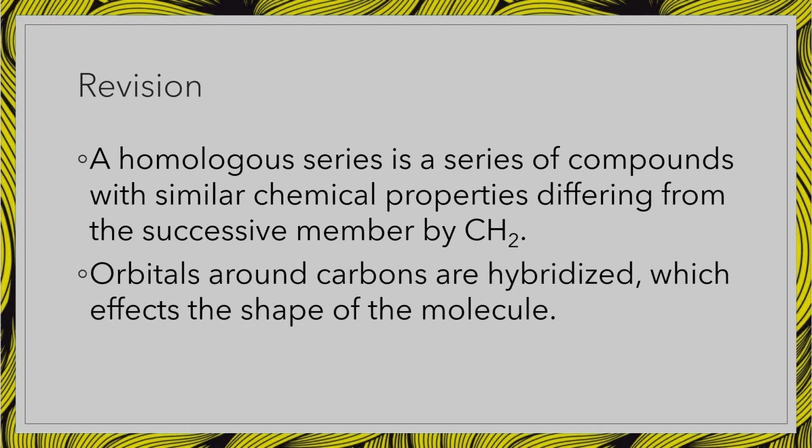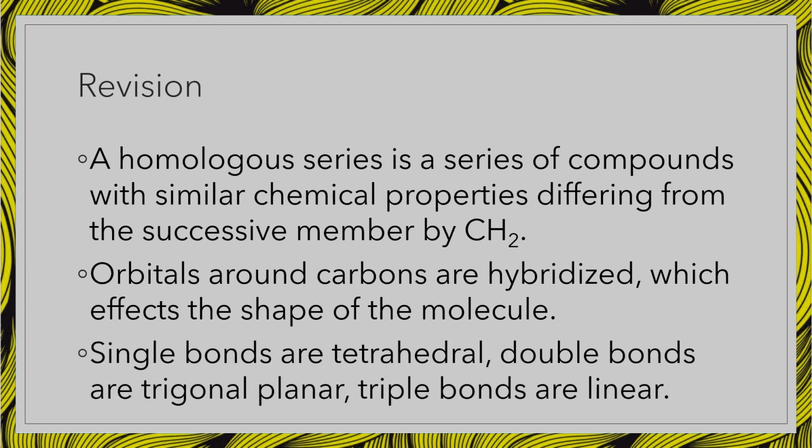Now, the orbitals around carbons are hybridized, which affects the shape. Now, we need to know the shape because it affects reactivity. The important ones are that single bonds produce tetrahedral shapes, double bonds produce trigonal planar shapes, and triple bonds produce linear shapes.